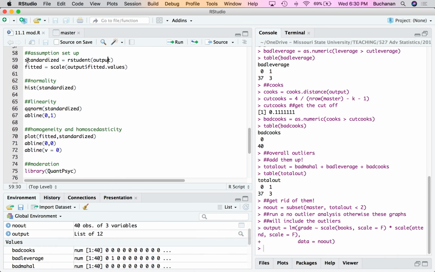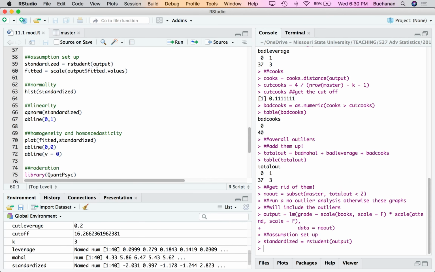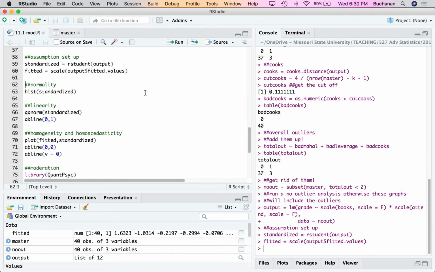So we're going to create our standardized or studentized residuals here. Those are z-scored to help with interpretation. So that's how far off we are at predicting people's scores. We're going to create our fitted values, the actual y-hat predicted scores, but I'm going to scale those as well so that they're in z-score format. That makes the next 3 tests much easier.